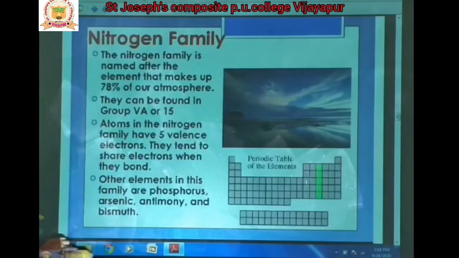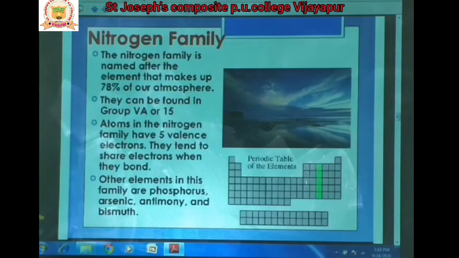Next, the nitrogen family. The nitrogen family is named after the element that makes up 78% of our atmosphere. You all know about this. Our atmosphere is about 78% nitrogen. They can be found in group 5A or group 15.